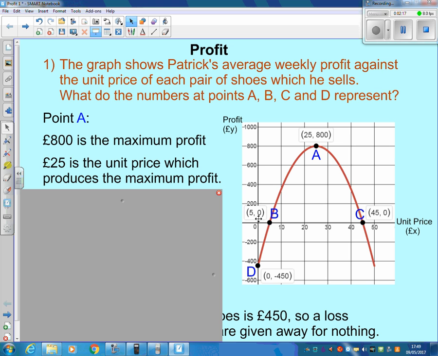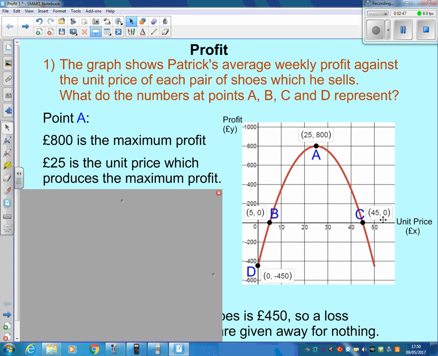B and C. If you look at B and C, you'll see that the Y coordinates are both 0. It's up there on the X-axis. The Y coordinates are the profit, but profit is 0 in each case. So this is where he's selling them at a price where he's just breaking even. If he sells them for £5 each, he's selling them at a low price, and he's just covering his costs. He's not making any profit or any loss.